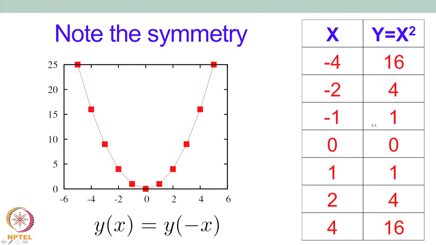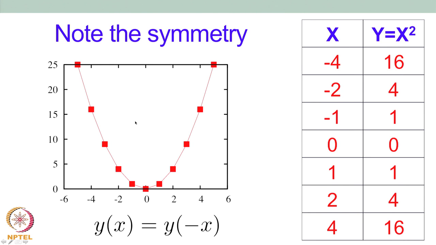So if x is minus 1, minus 1 square is plus 1, minus 2 square is 4, minus 4 square is 16. So we have minus 4 to plus 4, and if we take that and plot that here, minus 4 square is 16, minus 3 square is 9, minus 2 square is 4, minus 1 square is 1, here again 1, 2 square is 4, 3 square 9, 4 square 16, 5 square 25. So the interesting thing is one should note the symmetry.